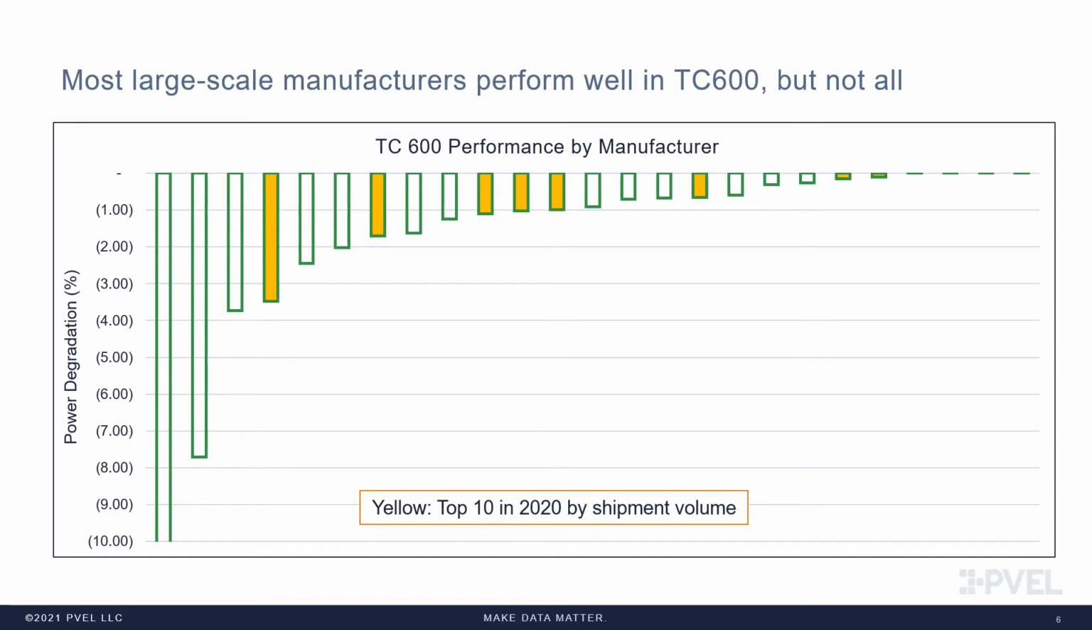Similarly, this is the same data as shown on the previous chart with the top 10 module manufacturers by volume highlighted in yellow. We see large volume manufacturers performing well, but of course this is not always the case, and there are many small manufacturers that perform quite well.